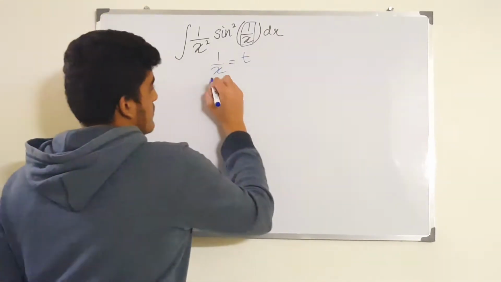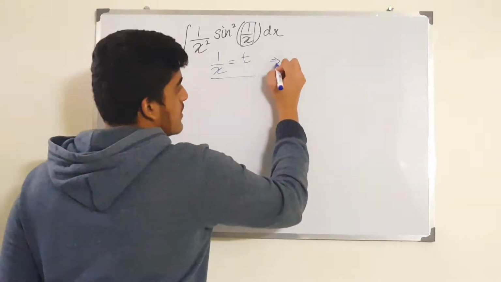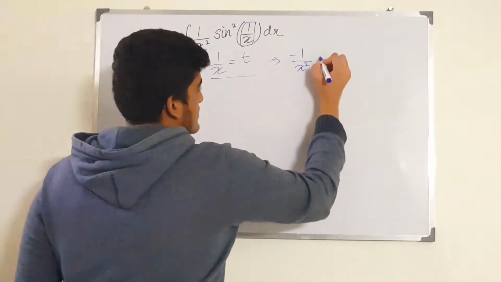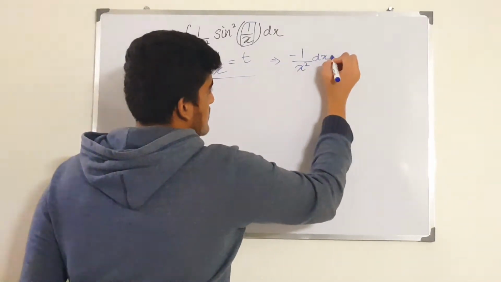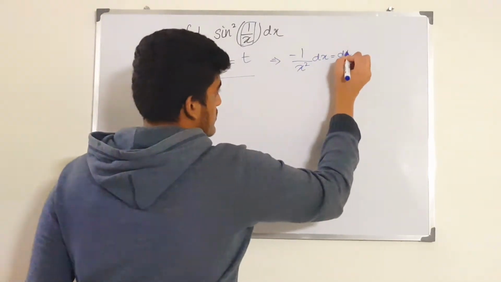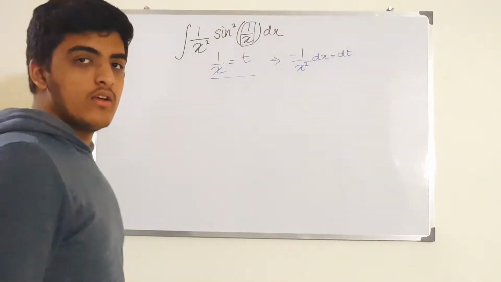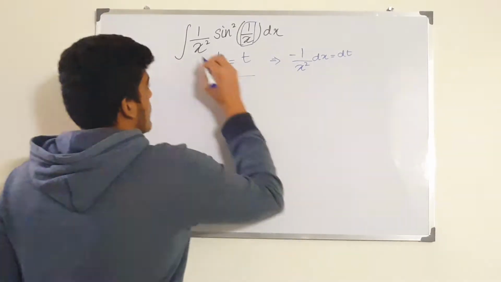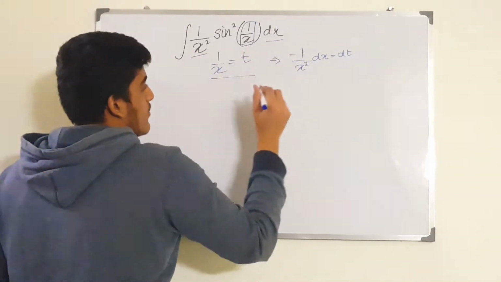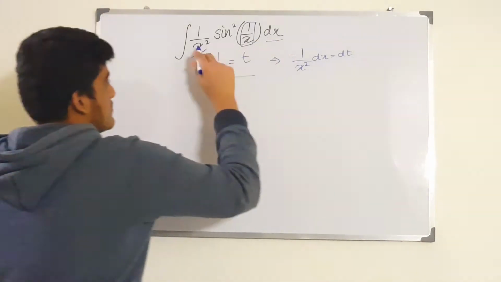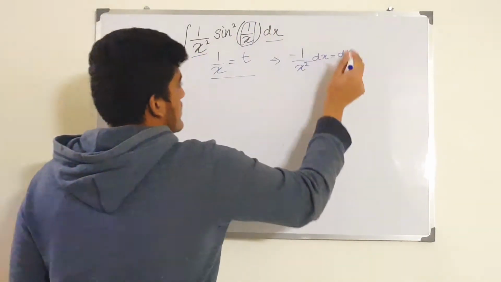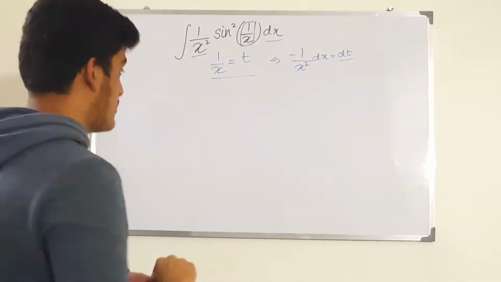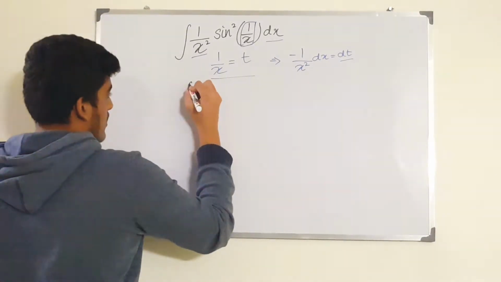So when we differentiate both of these sides, we get minus 1 by x squared dx is equal to dt. We have 1 by x squared and dx over here. These two expressions will be substituted by dt. So this is what we get.